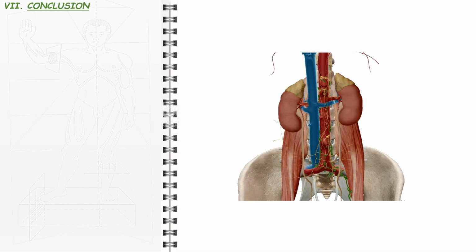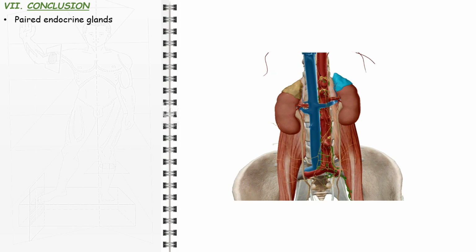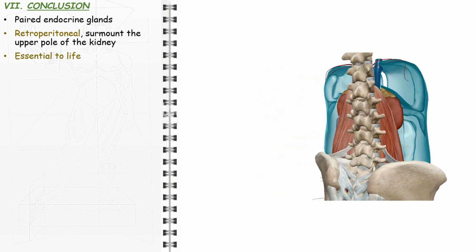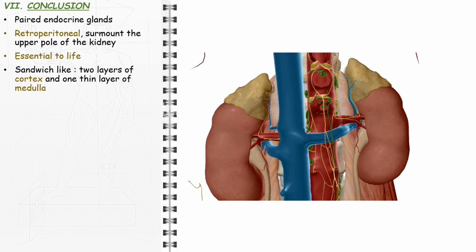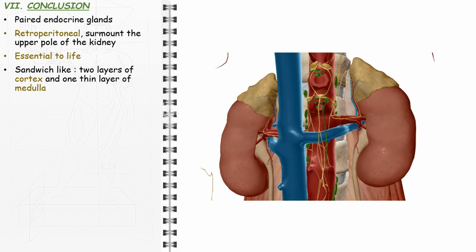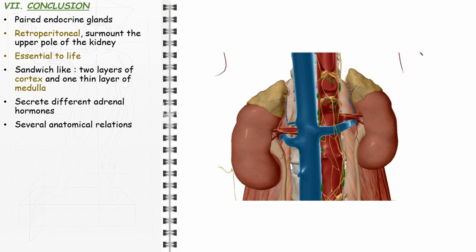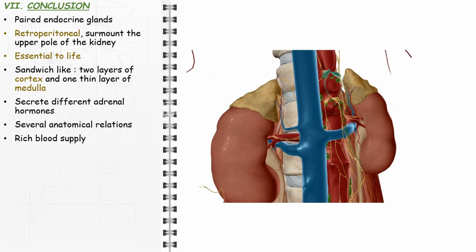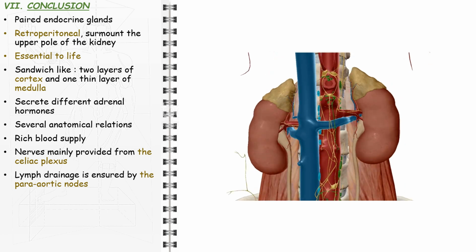In a nutshell, the suprarenal glands are paired endocrine glands, retroperitoneal, surmounting the upper pole of the kidney. They are essential to life as the medulla secretes catecholamines. They are structurally sandwich-like, made of 2 layers of cortex and 1 thin layer of medulla. They secrete different adrenal hormones and have several anatomical relations. The adrenal glands have a rich blood supply, their nerves are mainly provided from the celiac plexus, and their lymph drainage is ensured by the para-aortic nodes.